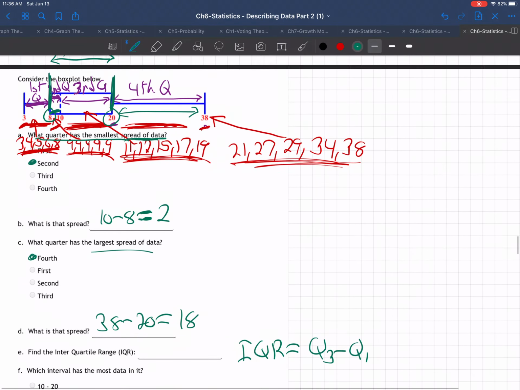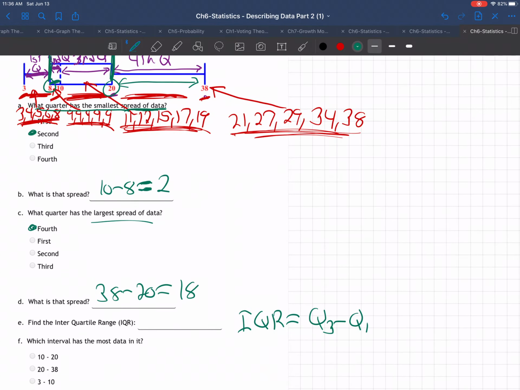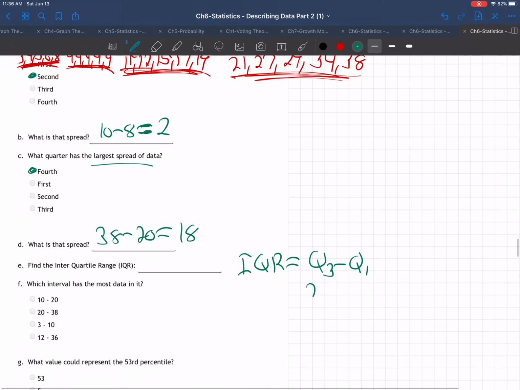It's called the interquartile range. So that's 20, it goes from 8 to 20, right? So that'd be 20 minus 8, 12. The interquartile range is 12.